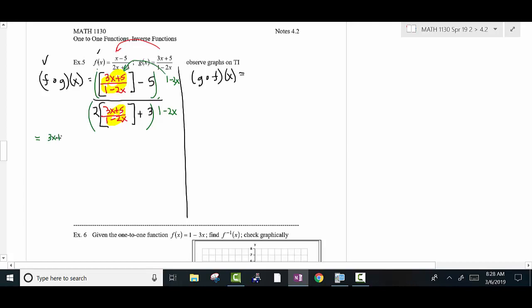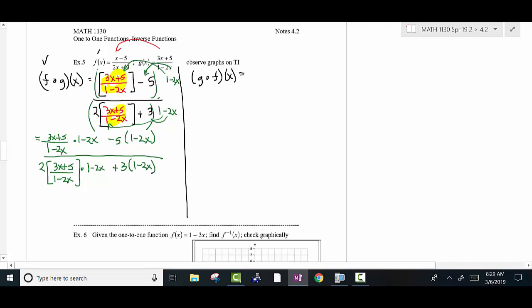So you would have 3x plus 5 over 1 minus 2x times 1 minus 2x. And, of course, that's going to cancel that out. That's why we do that. And then we're going to distribute the minus 5 through the 1 minus 2x like that. Now we're going to do exactly the same thing in the bottom. You can bypass this step if you can process it in your head, okay? Just be careful if you do. Then in the bottom we're going to distribute, so you're going to have 2 times 3x plus 5 over 1 minus 2x, and then that gets multiplied by 1 minus 2x. And then plus 3, and that gets distributed by 1 minus 2x like that.